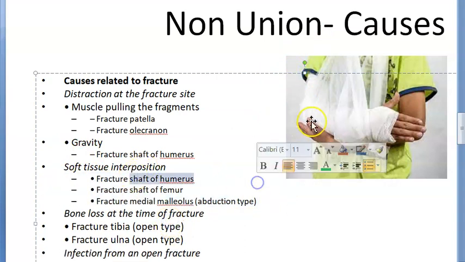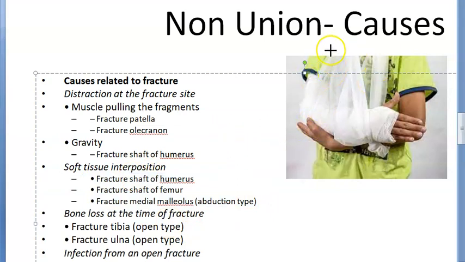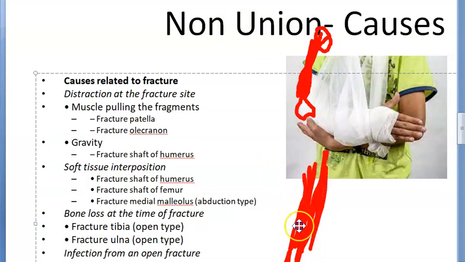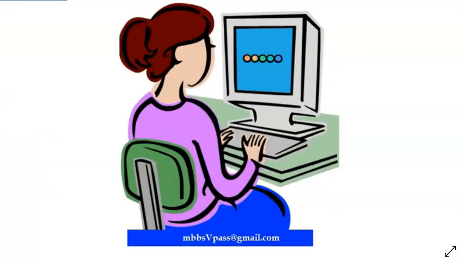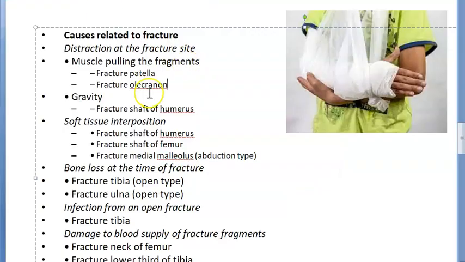Then soft tissue interposition. Fracture of shaft of humerus, same thing. Let me draw the humerus here. This is our humerus, and the shaft is fractured. So what will happen? Soft tissue interposition. Fracture shaft of femur, medial malleolus abduction type. Soft tissue can very easily get between the fracture fragments in these places and affect the fracture healing, okay?